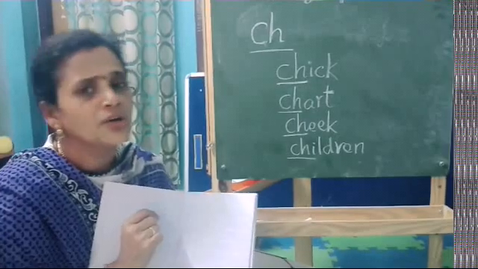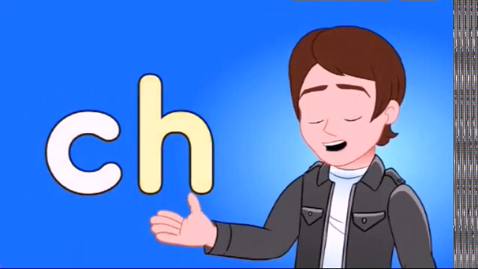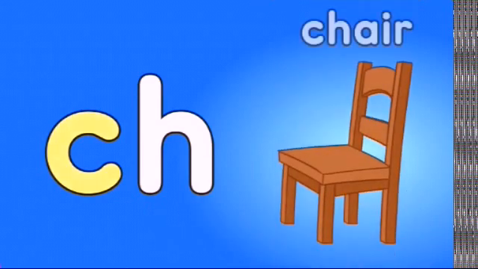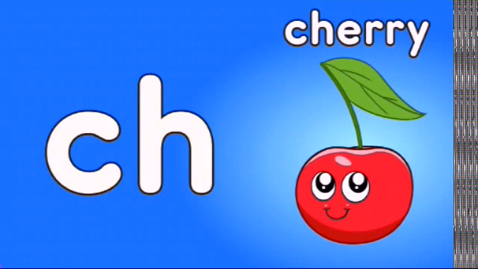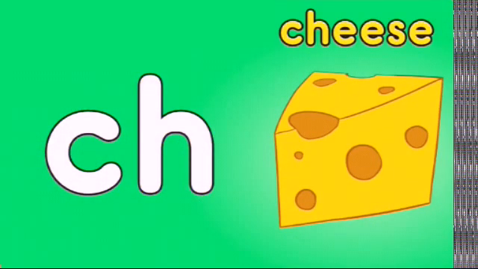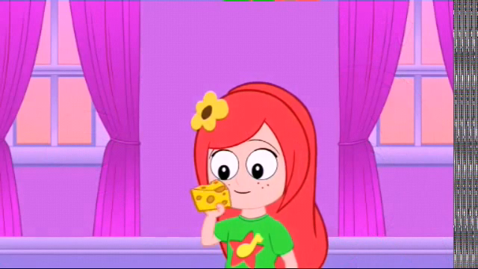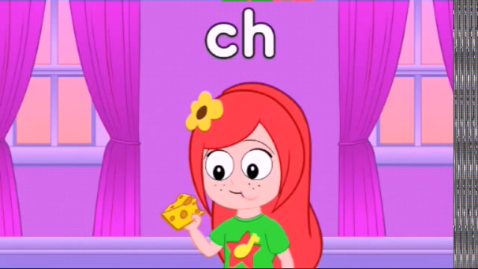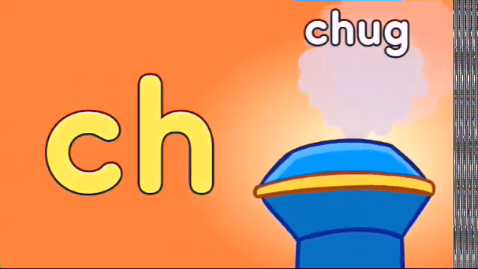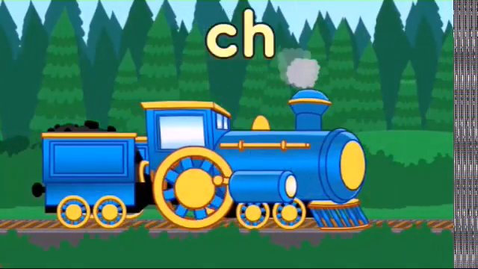Next, let's go for phonics game. The letters C and H together make the sound ch, ch, ch. C-H chair, ch, ch, chair. C-H cherry, ch, ch, cherry. C-H cheese, ch, ch, cheese. C-H chew, ch, ch, chew. C-H chug, ch, ch, chug. C-H choo choo, ch, ch, choo choo.